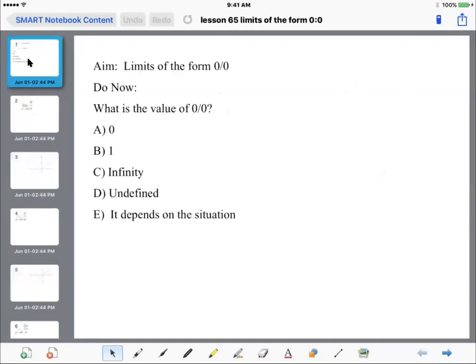The question is, what is 0 over 0? And I have here 5 potential answers. Is it 0? Is it 1? Is it infinity? Is it undefined? Does it depend on the situation? Those are the 5 choices. I'm going to put this up as a poll in a second, if I can get that working properly. So take a minute, though, to write down, do you think it's A, B, C, D, or E?